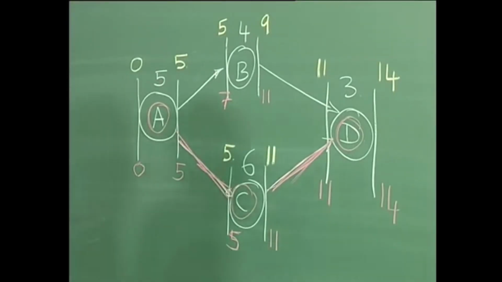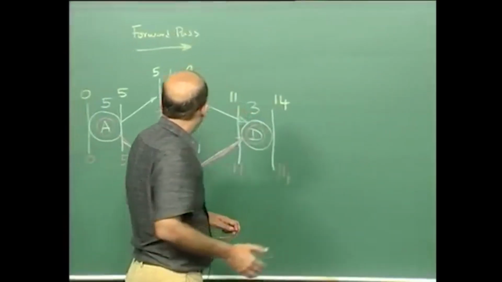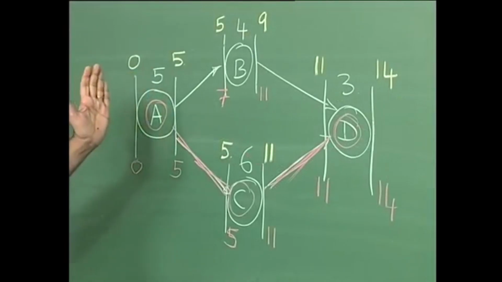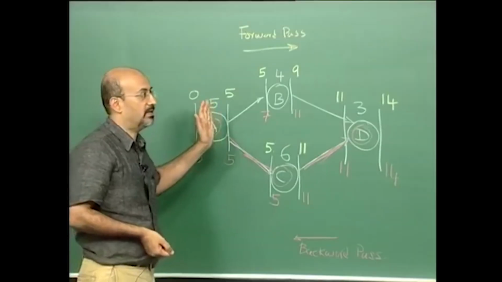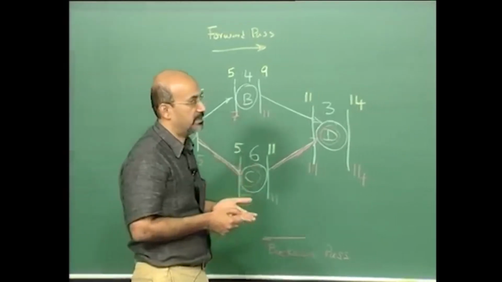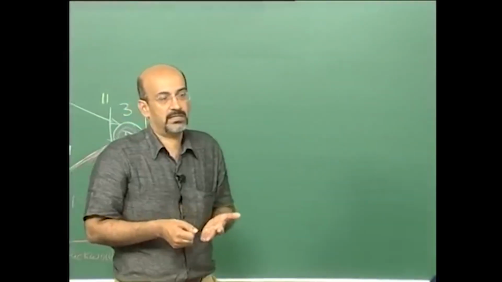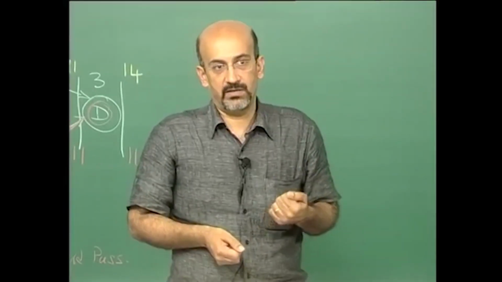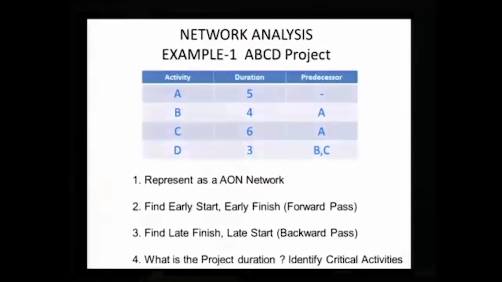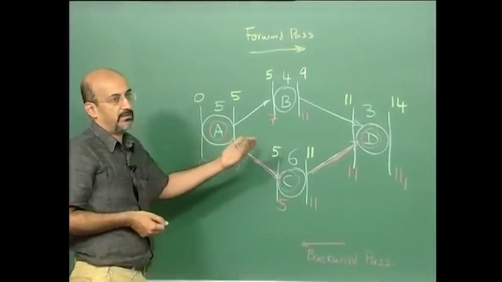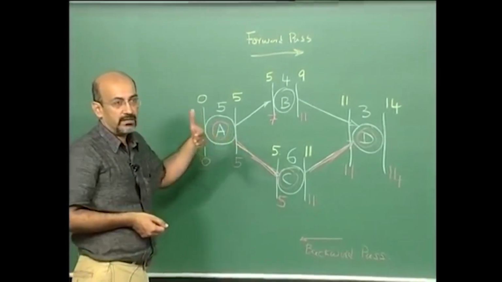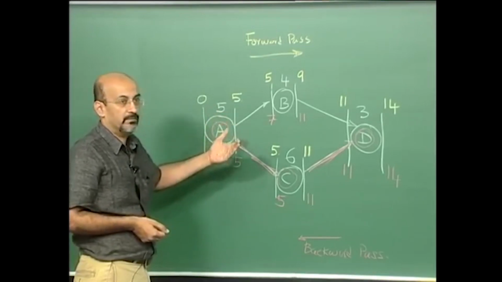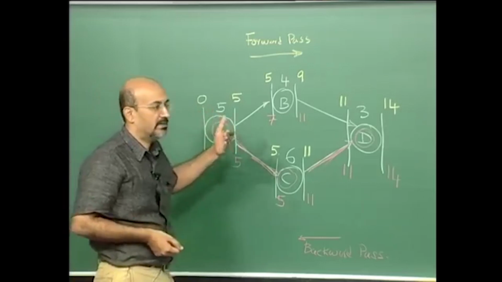So this was a simple example which illustrates how the network analysis is done, and we have calculated all the parameters which we talked about: the early start, early finish, late start, late finish, project duration, and identified the critical activities. Here we have identified critical activities more easily because it is a simple network. The actual algorithm to identify critical activities depends on the float, and when we cover float in more detail we will come to that.